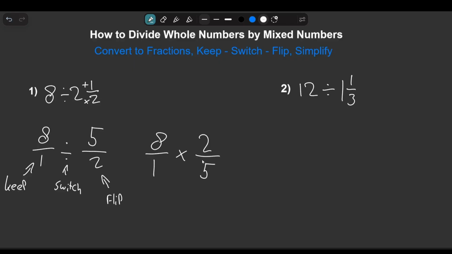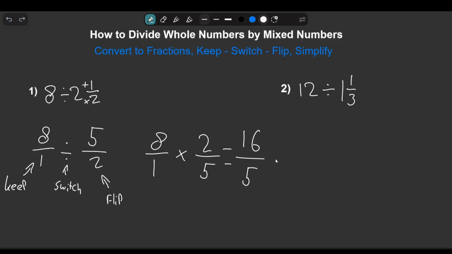Now we have 8 over 1 times 2 fifths instead of 5 halves. So what we're now going to do is just multiply these two. So we can do 8 times 2. This equals 16. Now 1 times 5, and we keep the 5. So this will be our fraction. Now we're going to do the last step of simplifying the fraction.